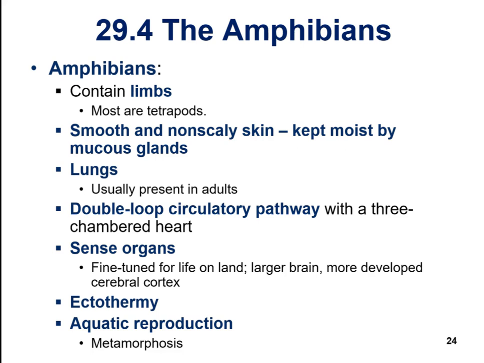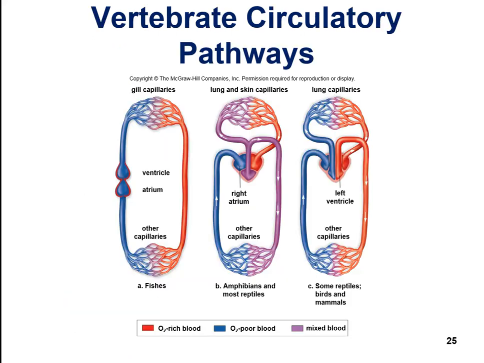And you guys did the dissection of this. You saw that they have pretty underdeveloped lungs. They have a double loop circulatory pathway and a 3-chambered heart. Sense organs are fine-tuned for life on land. They have a larger brain, more developed cortex. They are ectothermic, which means what? They're cold-blooded, okay? And aquatic reproduction: they're dependent on the water still because they lay their eggs in the water. Then you have the metamorphosis, because you have a tadpole, then moving on to a frog.